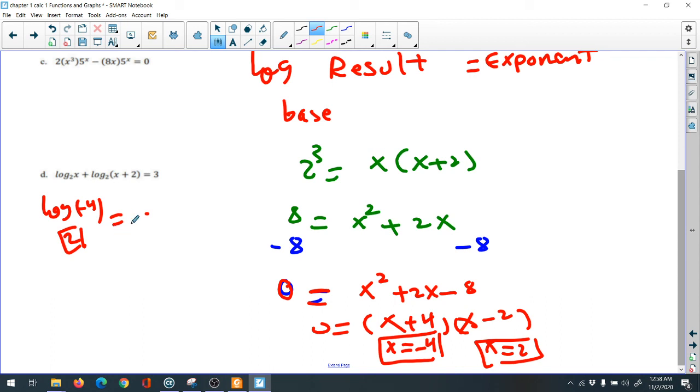Let's go back to 2 exponent negative 1. It's not going to be negative, it's going to be a half. 2 exponent negative 2 is not going to be negative, it's going to be 1 over 4. So there is no log of a negative number or 0. So this is not a solution. x equals negative 4 is not good, and the only solution is x equals 2. Thanks.